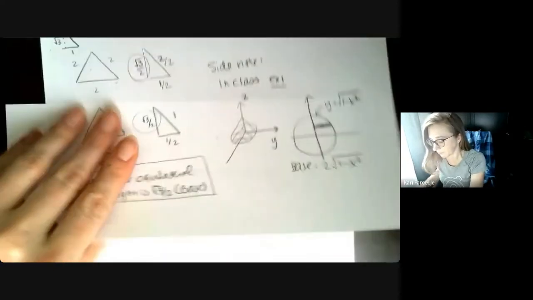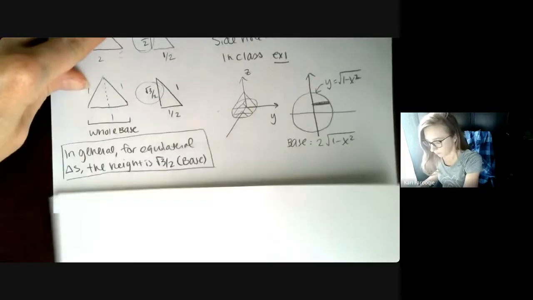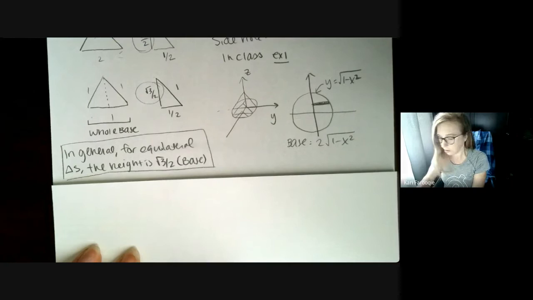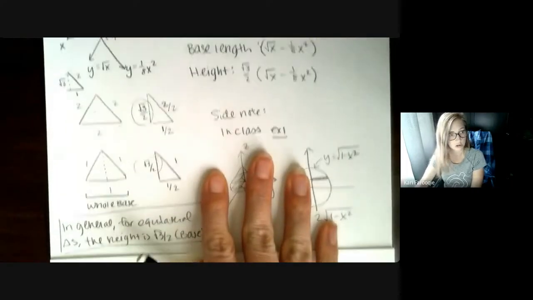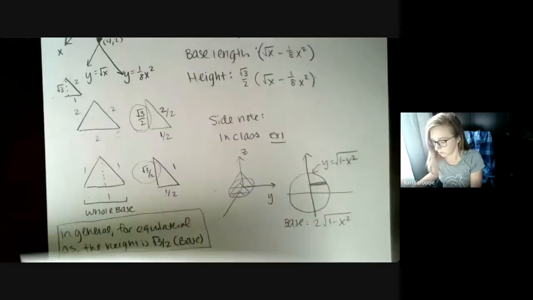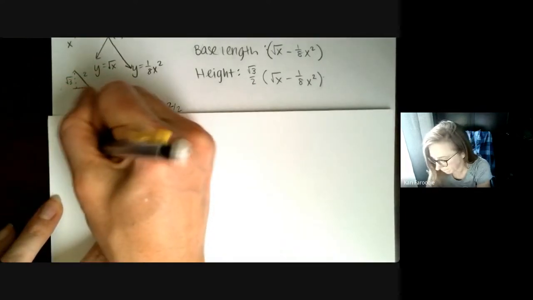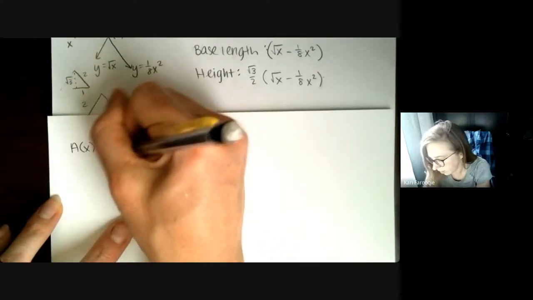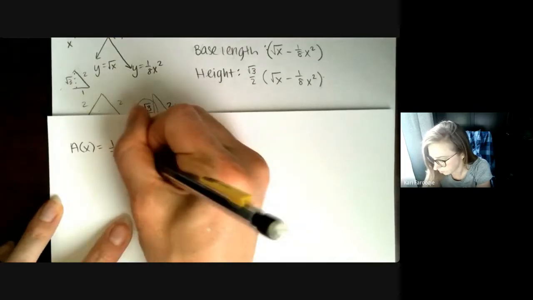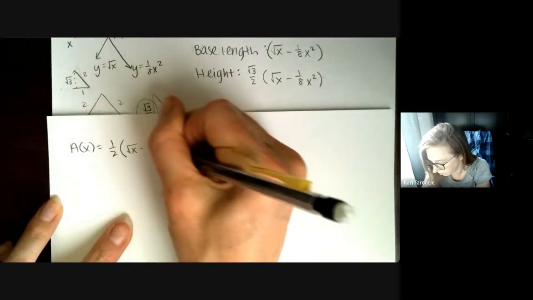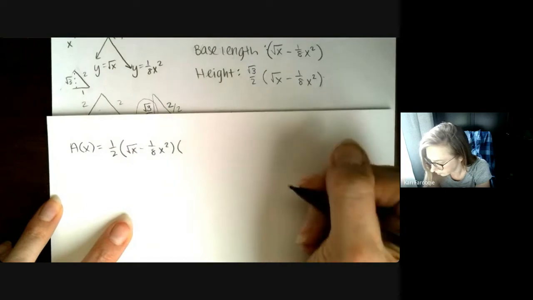Oh, we have to finish this problem. Okay. All right, so let's see. I have this information written up here. We're going to translate it down. So the area function is 1/2 times the base times the height.